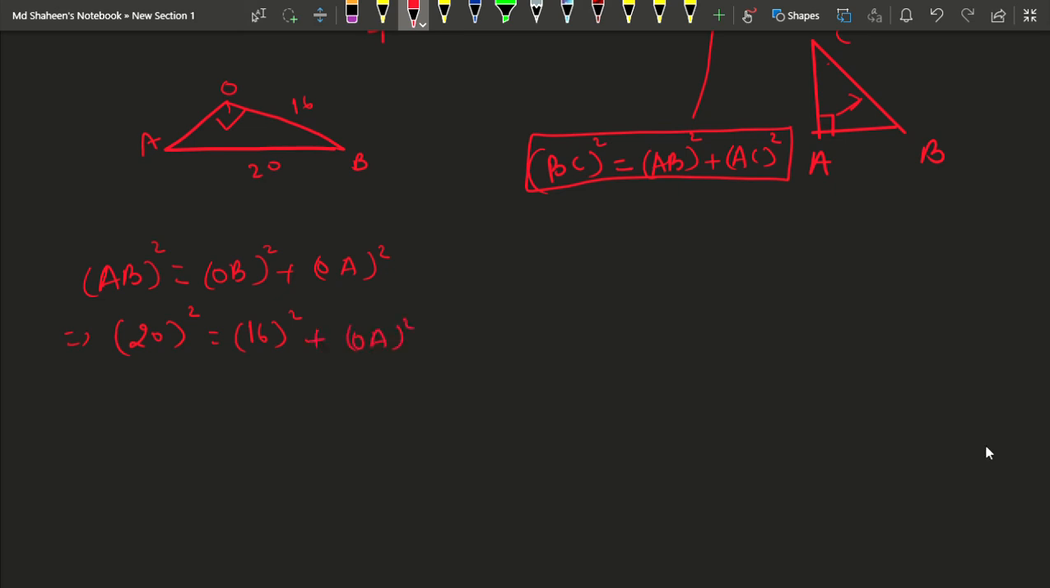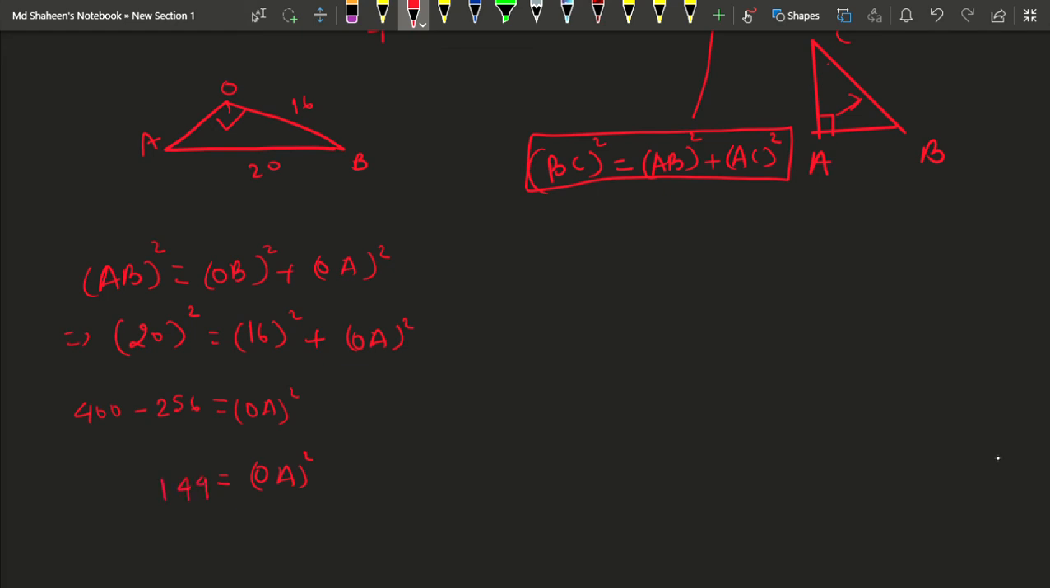So 20 squared means 400, minus 16 square. How much is 16 square? 16 square is 256. It should be equal to OA square. So we can write OA square on this side. And if you subtract 256 from 400, how much will you get? 144.